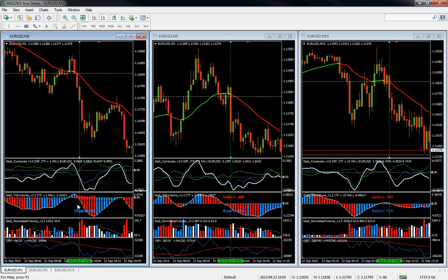The next thing I'm looking for is the white line on the tick volume to have crossed the zero line, and I want a red bar. I also want a red bar on the normalized volume. I want the unbalanced volume sloping down, and I want it to be below that moving average. So the entry point is literally there, and that's it.